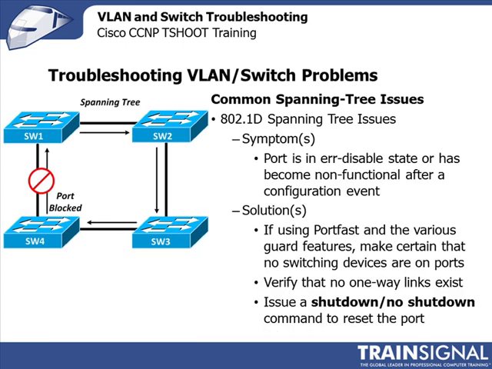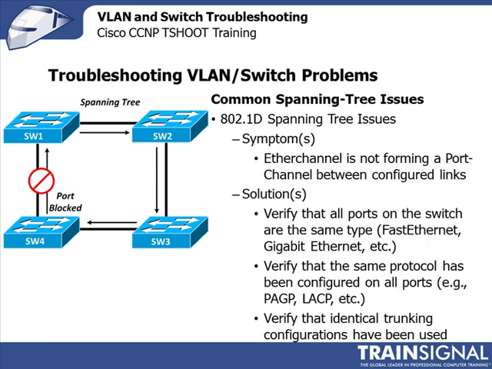Spanning tree. Lots of things can happen with spanning tree. For instance, you may have a port that's gone into an error disable state or has become non-functional after some type of configuration. If you're using PortFast and you have, for instance, BPDU Guard enabled, make sure there are no other devices creating those bridge protocol data units being sent to that port. Also, make sure no unidirectional links or one-way links exist. And in the worst case, just do a shutdown, no shutdown on that particular port to restore service.